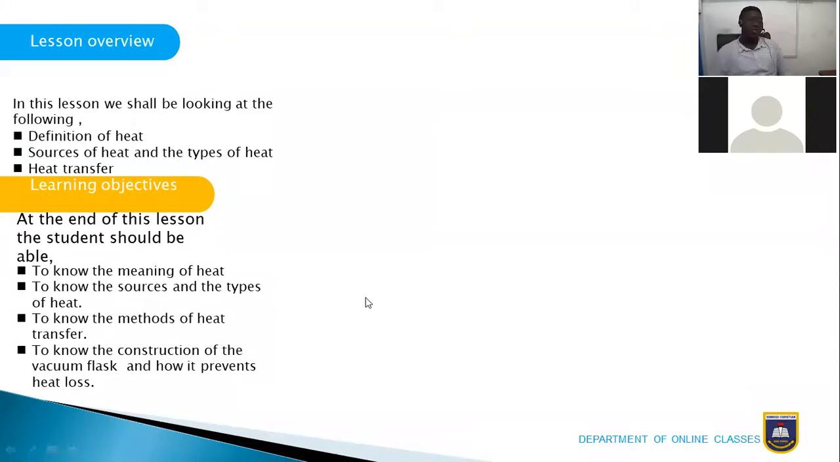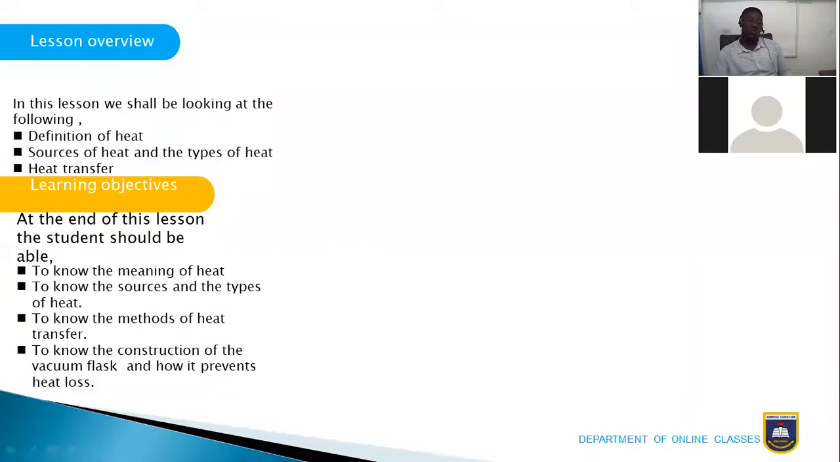At the end of this lesson, the student should be able to know the meaning of heat, also to know the sources and types of heat. You should be able to know that. The third one, to know the methods of heat transfer, and also to know the construction of the vacuum flask and how it prevents heat loss. You should be able to know these four things over there.